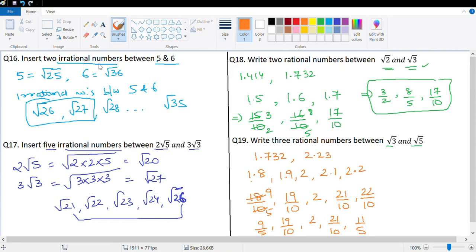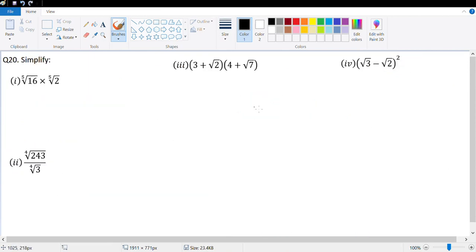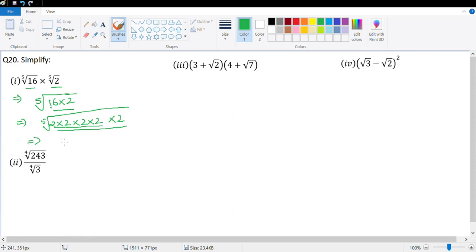The last question of this exercise is question number 20. It says simplify. Now we have fifth root of 16 multiplied with fifth root of 2, which means this is nothing but fifth root of 16 into 2. And we know 16 into 2 can be written as 2 into 2 into 2 into 2 into 2. Since this is the fifth root, we need groups of 5. So out of this group of 5, one number comes out. The answer is 2.